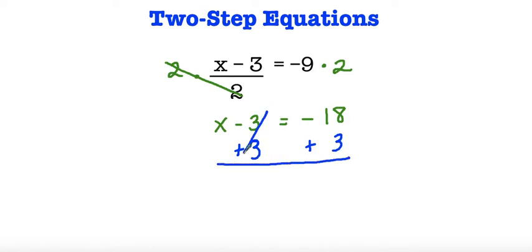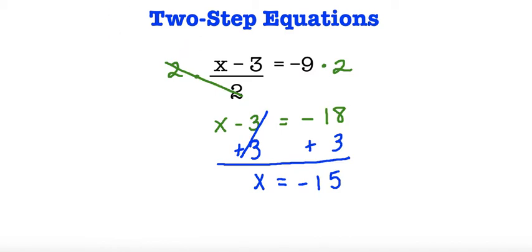So these two cancel out because they're inverse operations. I have x is equal to, I have negative 18 plus 3. So because the signs are different, I'm going to subtract, and I get 15. And then I keep the sign of the one that has the biggest absolute value, which is negative 18. So my answer is going to be negative.